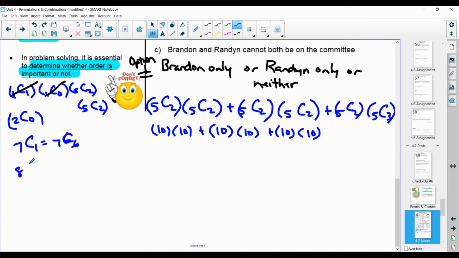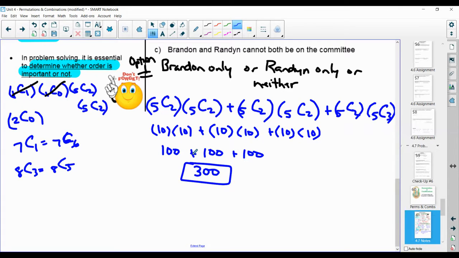8 choose 3 would be equivalent to 8 choose 5. So that goes back to our last lesson. Now, if we multiply this all out then, or add it up, we've got 100 plus 100 plus 100. There are 300 ways to have that committee where Brandon and Randon cannot both be on the committee.